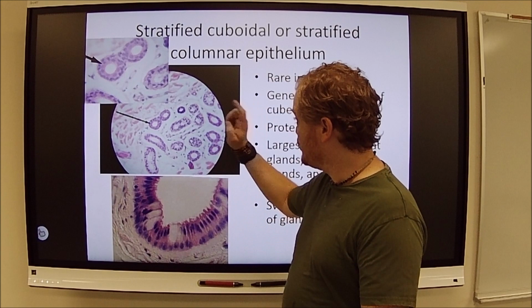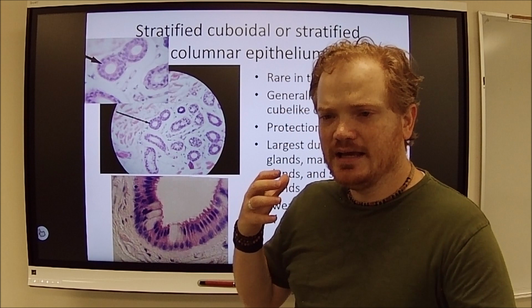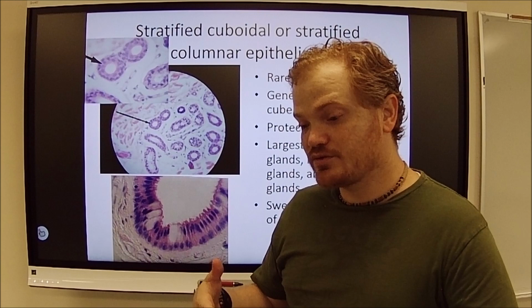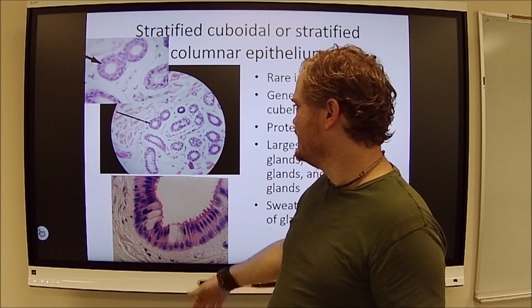Stratified cuboidal epithelium is found primarily in your eccrine sweat glands. It's a glandular epithelium. So this is the tissue that makes your sweat on your arms and legs and all of your body. In fact, these are widely distributed, more so than any other gland for that matter.